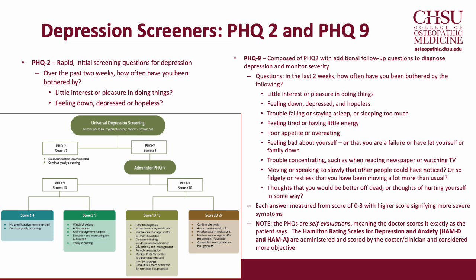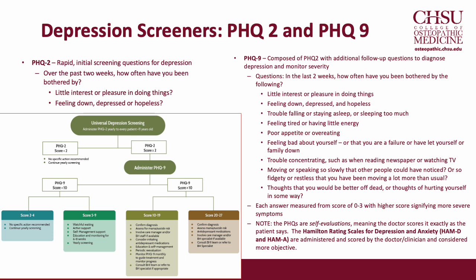The PHQ-2 is a 2-question initial screening for depression, and if a patient has a positive score, if they say yes to either of those questions of, over the past 2 weeks, how often have you been bothered by little interest or pleasure in doing things? Over the past 2 weeks, how often have you been bothered by feeling down, depressed, or hopeless? That triggers often a need to do the PHQ-9, which is a more in-depth version of the depression screener.